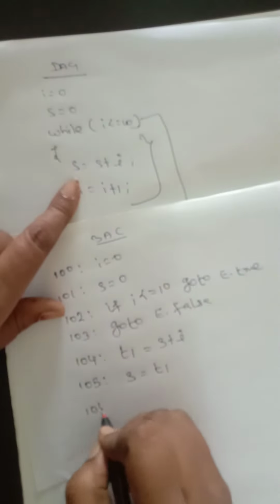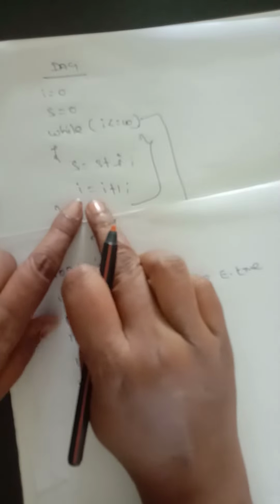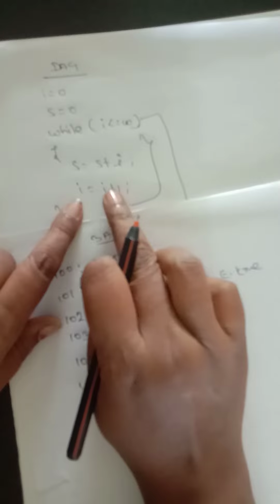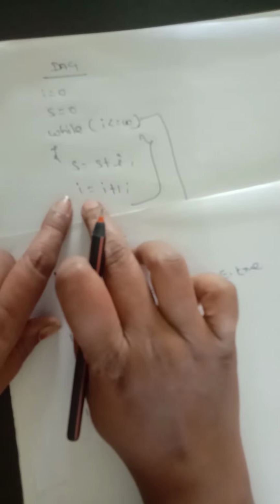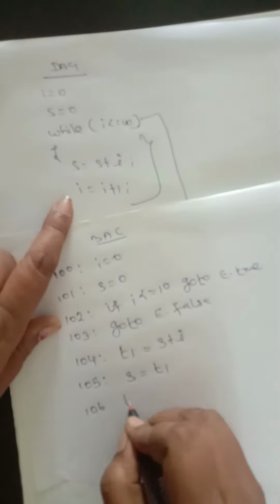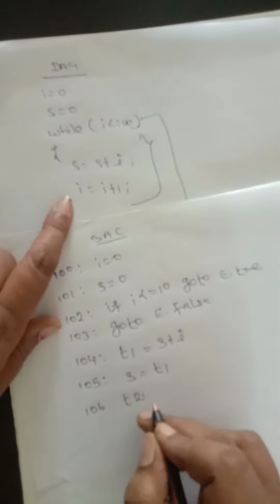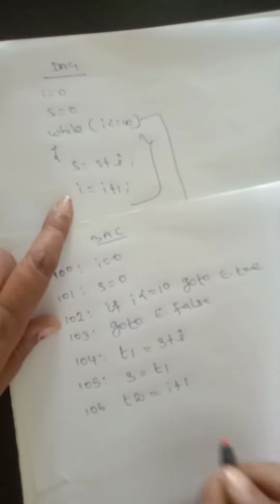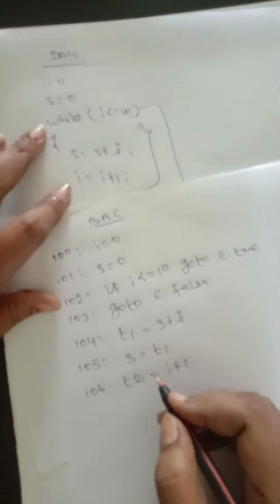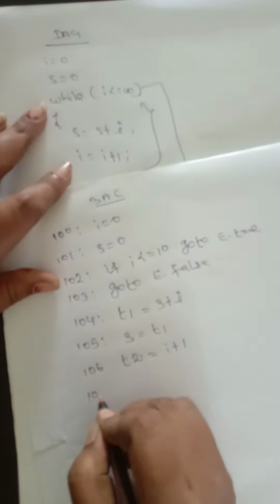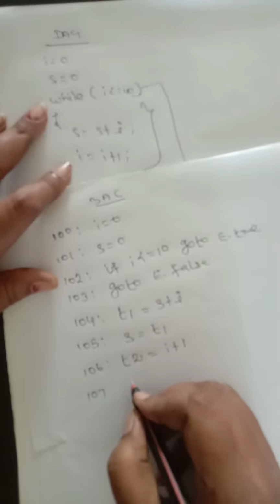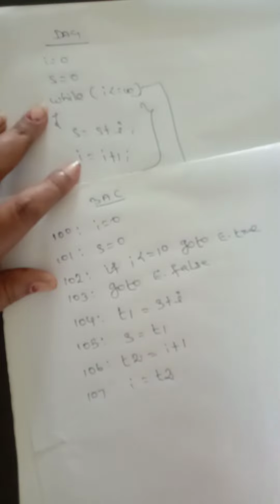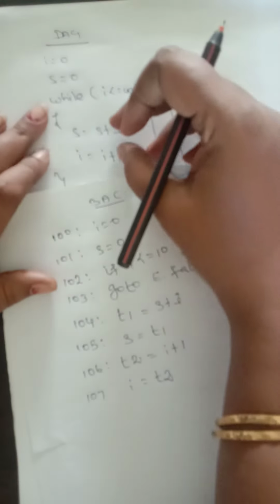Next, check the next line of the program: i = i + 1. First evaluate i + 1, then assign the result into variable i using a temporary variable. For that I am using the t2 variable here: t2 = i + 1. Next, at line 107, just assign i = t2. Now we have evaluated this.